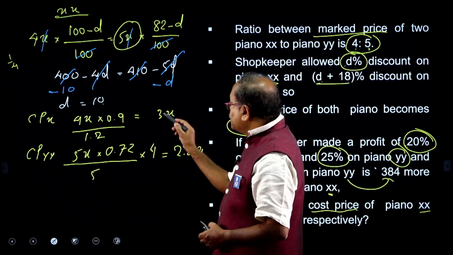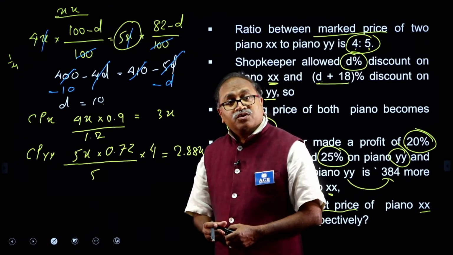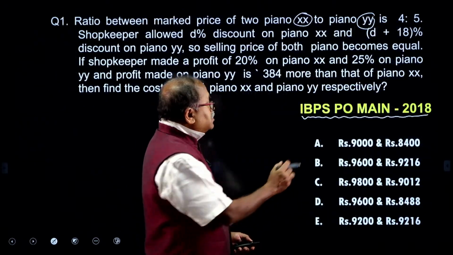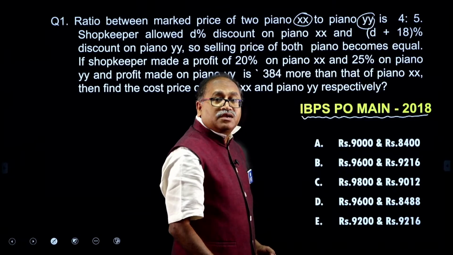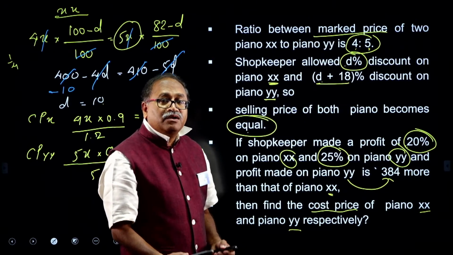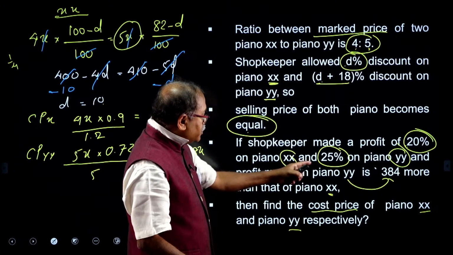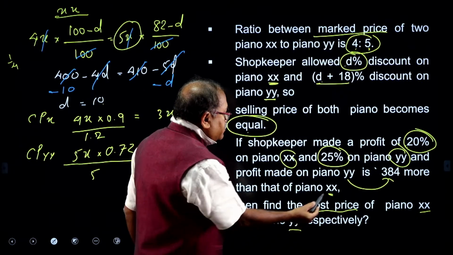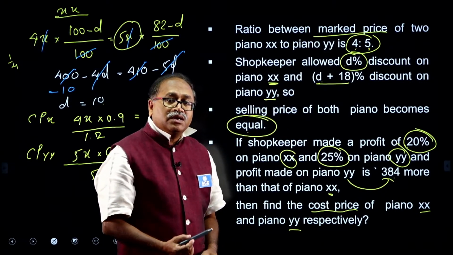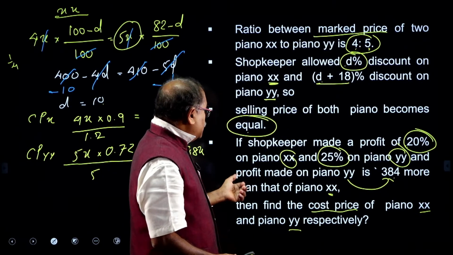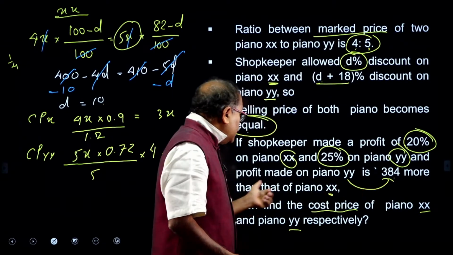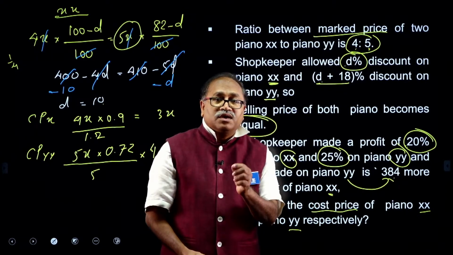But can you simply add this and get the cost price? No. One more twist was there in this question. I just wanted to show you once again. We are dealing with this question here, and you can see the type of question that comes when you go for the main level in the PO. Now, here we have some value given: 384. What is this 384? It says that the profit made on YY is 384 more than the profit earned on X.